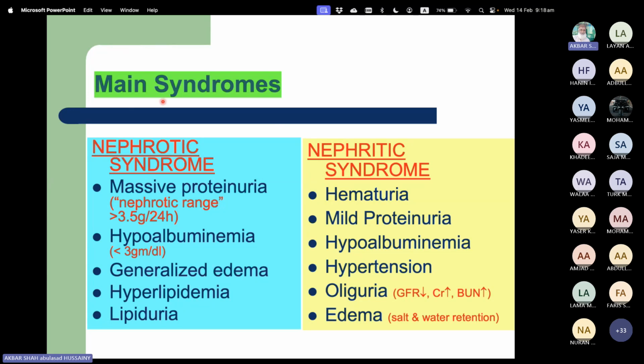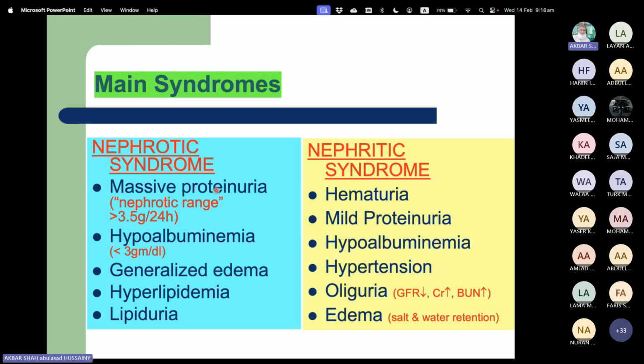And I put the green highlight here because I may make some clinical scenarios from these, and then you can answer them. So be careful. These are very important. In nephrotic syndrome, there's massive proteinuria. They call it nephrotic range proteinuria, which should be more than 3.5 grams per day. After this so much loss of protein from the urine, the patient develops hypoalbuminemia, generalized edema, hyperlipidemia, and lipiduria. This is what happens in the nephrotic syndrome.